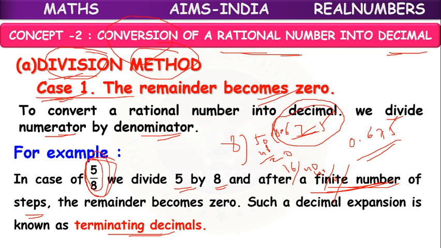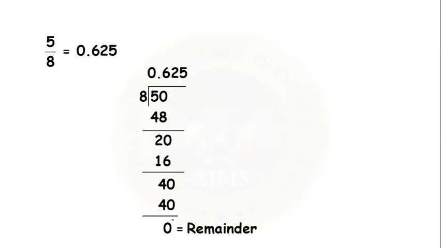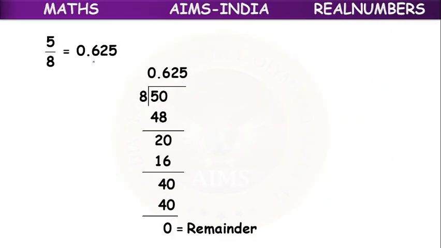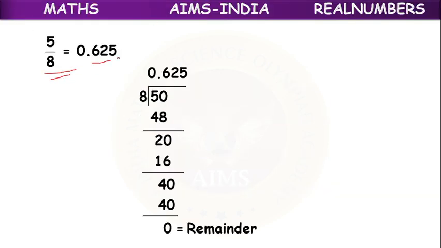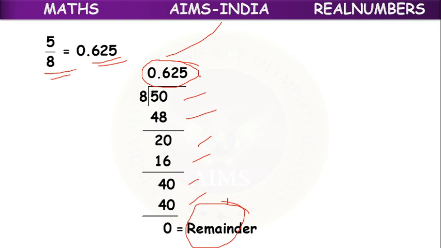Okay, that is case 1. The remainder becomes 0. After a finite number of steps, the decimal expansion will stop. So like this, 5 by 8 is 0.625. We can divide like this. The remainder is 0. 0.625 is the decimal expansion, so it is considered a terminating decimal. Next.